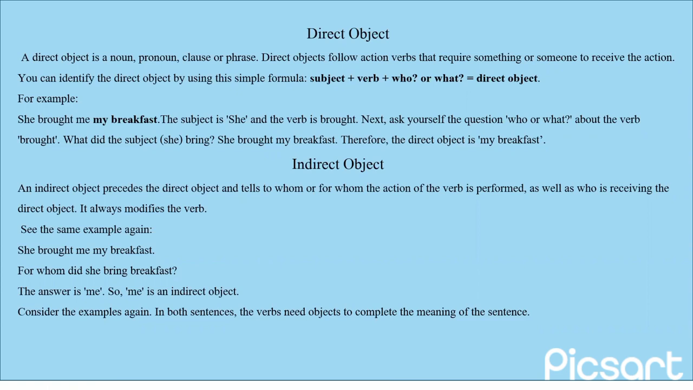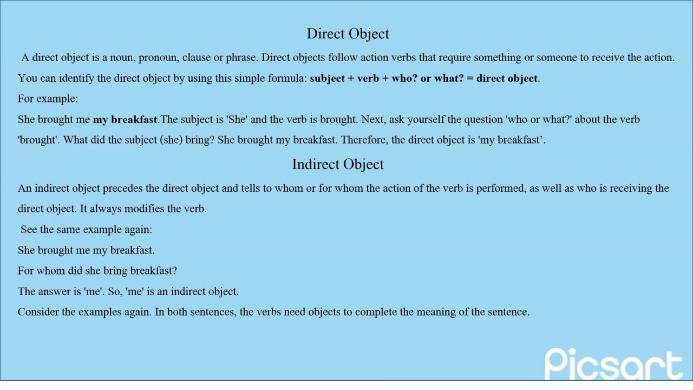For example, she brought me my breakfast. The subject is she and the verb is brought. Next, ask yourself the question who or what about the verb brought. What did the subject she bring? She brought my breakfast. Therefore, the direct object is my breakfast.